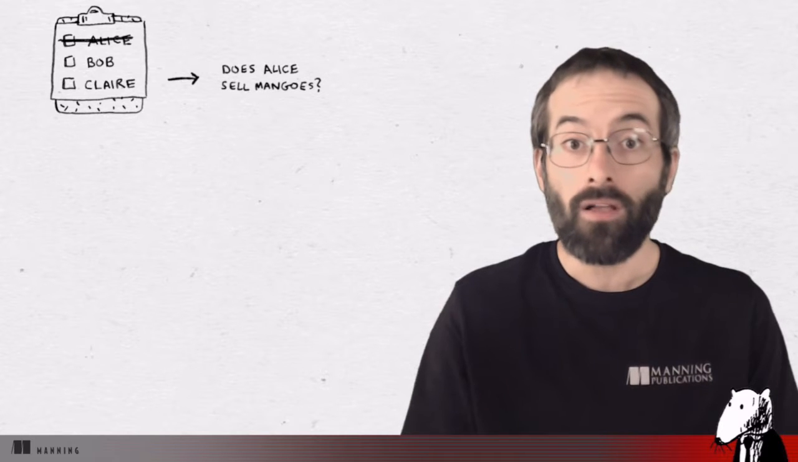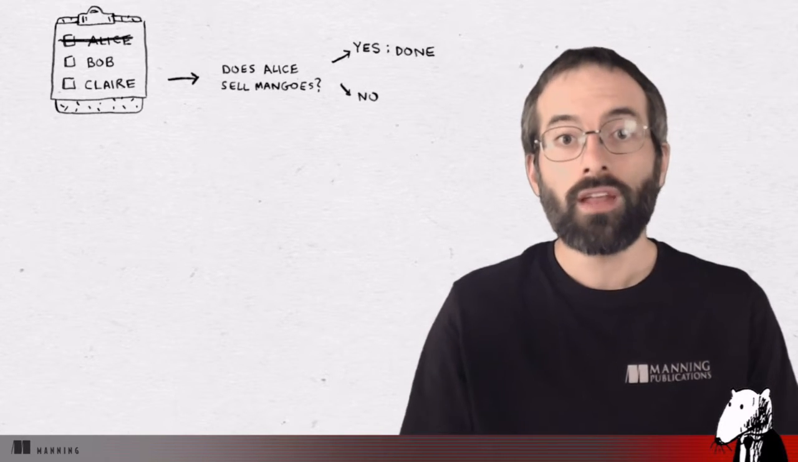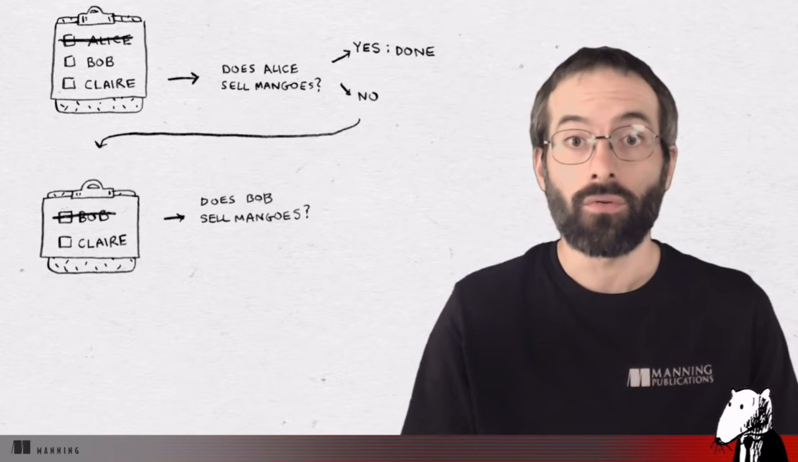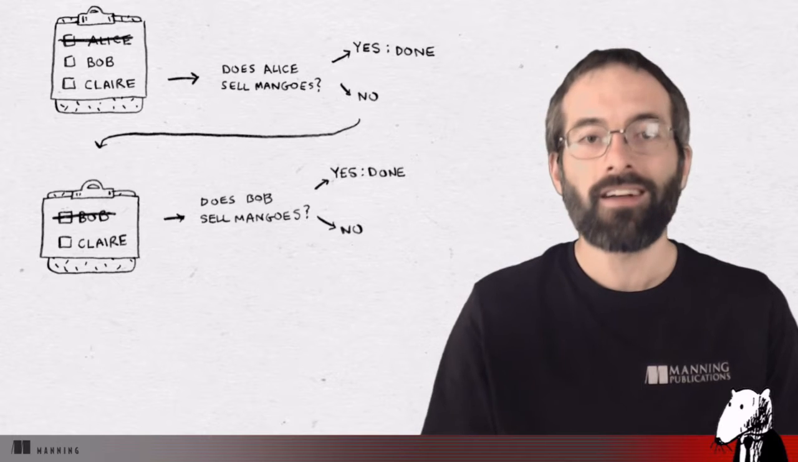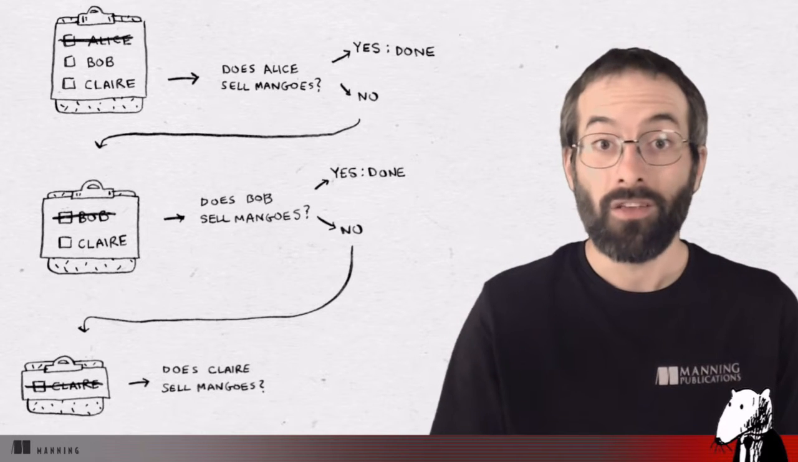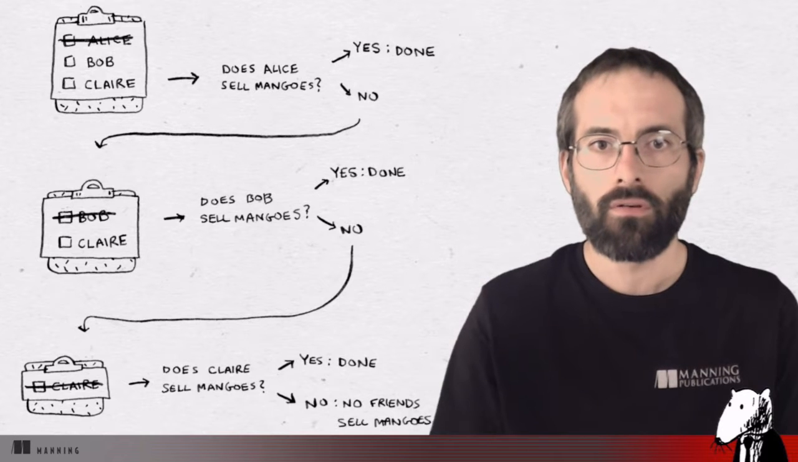Does Alice sell mangoes? If yes, then you're done. If no, then you check if Bob sells mangoes. If yes, then you're done. If no, you check if Claire sells mangoes. If yes, you're done, but if no, you have no friends that sell mangoes.